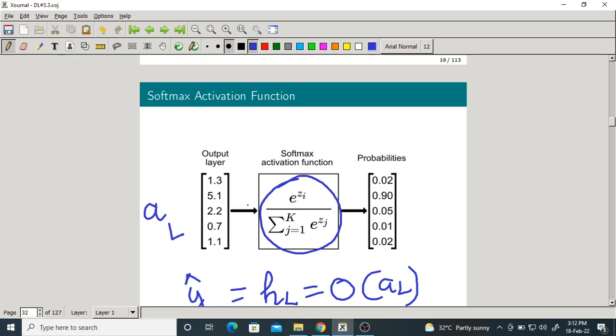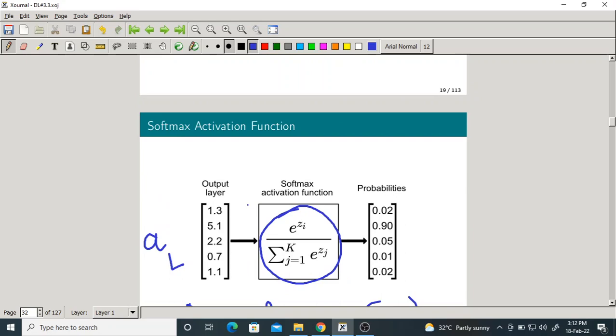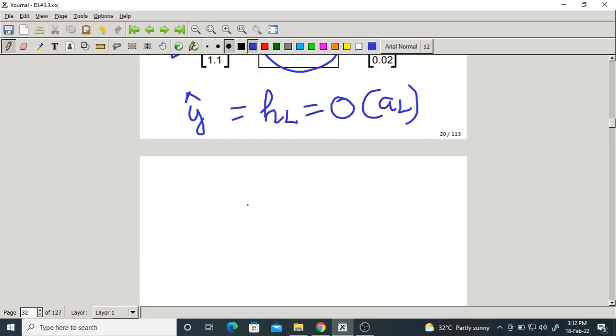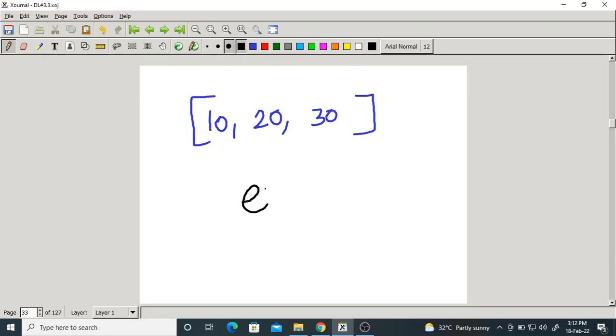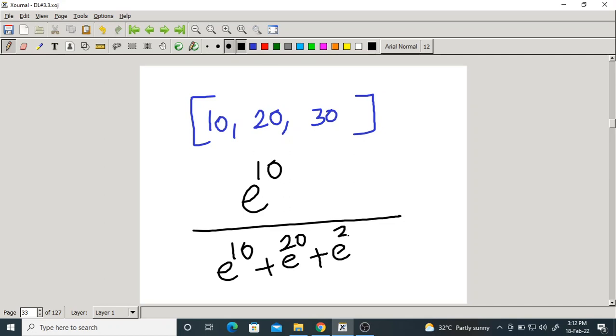It will take all the elements of AL. Suppose you have these values: 10, 20, 30. First, we take e to the power of 10 divided by the normalization, which is e power 10 plus e power 20 plus e power 30. This is for the first element. Next, e power 20 by the same denominator.